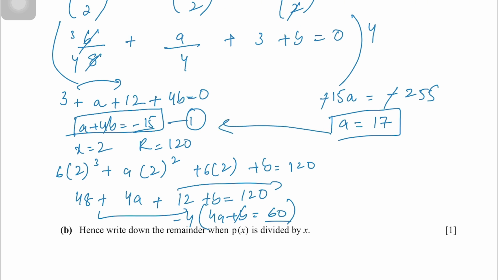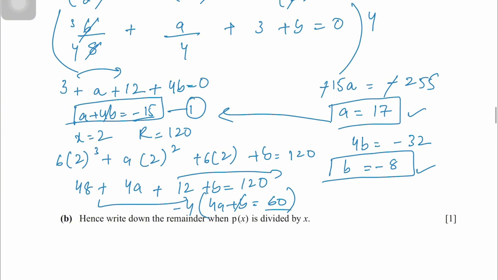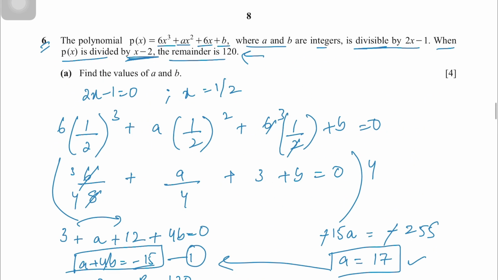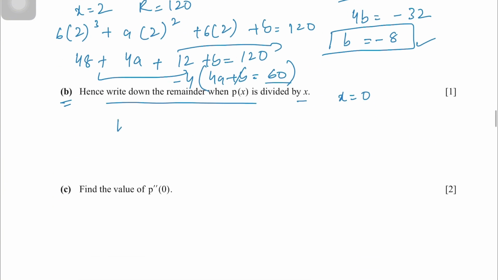So this would be negative 15 minus 17, which is negative 32. So 4b would be negative 32. 4 can be divided, and then we can get our answer b as negative 8. So we have our a and b. Now part b says, hence write down the remainder when P of x is divided by x, which means x equals 0. So when we plug in x equals 0, we simply get b. This would be 0, this would be 0, this would be 0. So we have our b as negative 8. So our remainder would be negative 8.